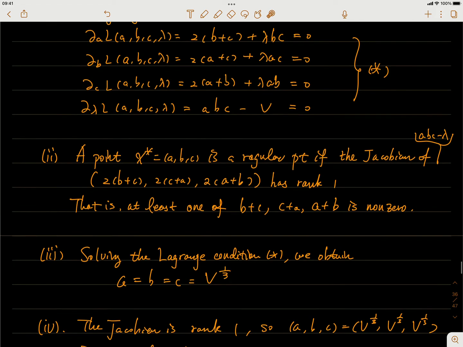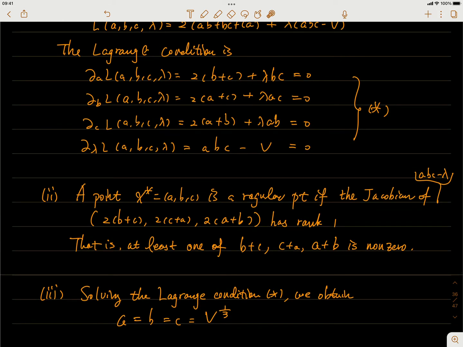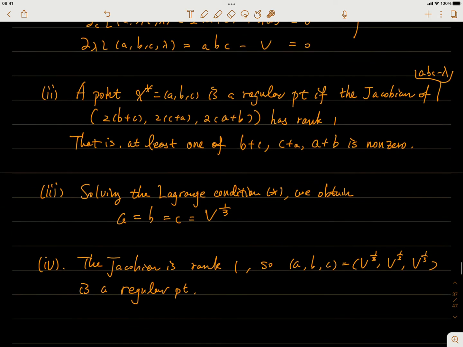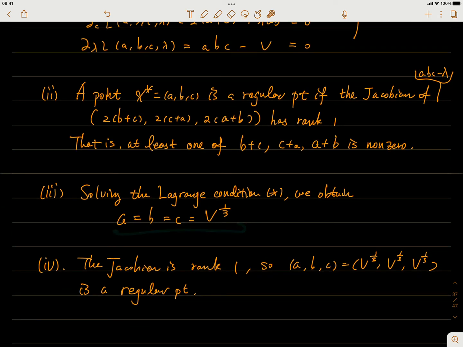Third, we solve for the optimal solution. We look at this system and solve for A, B, C, and lambda, and it's pretty straightforward to show that A, B, and C are all equal to the cubic root of V, meaning you are actually constructing a cube. When A, B, and C are like this, you plug this back in and see that this is definitely a non-zero vector. So it's rank 1, and that means this point is indeed a regular point.